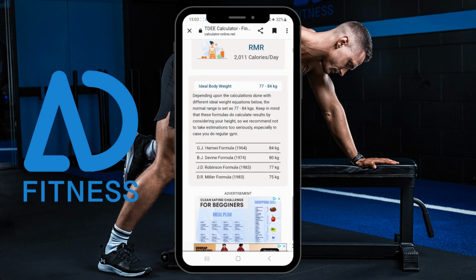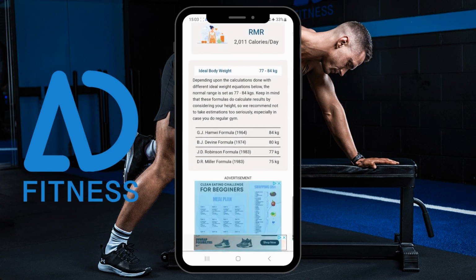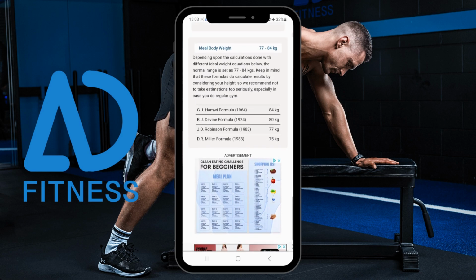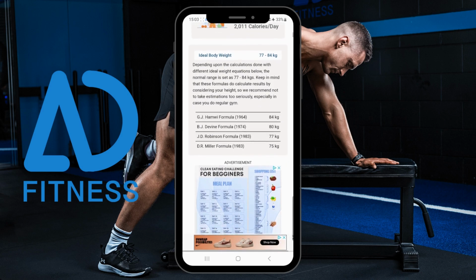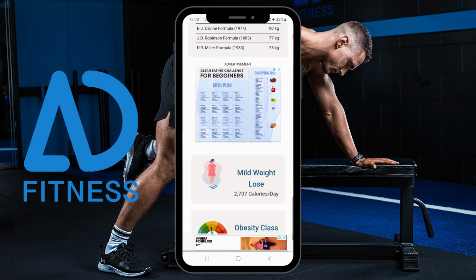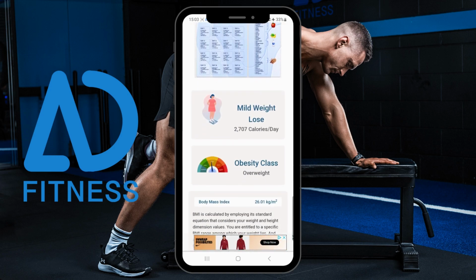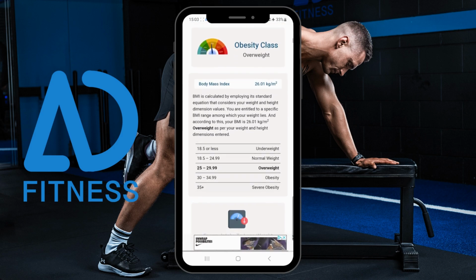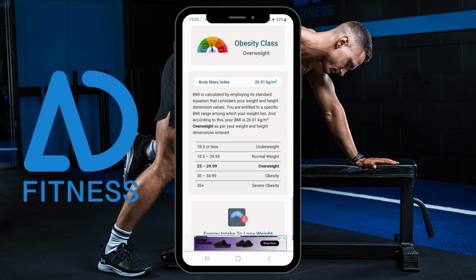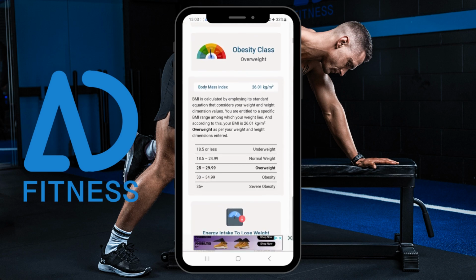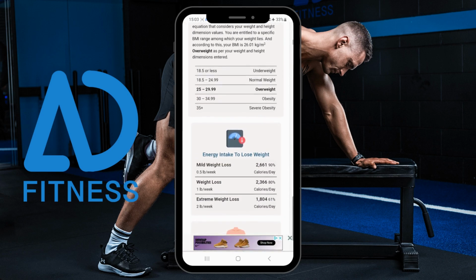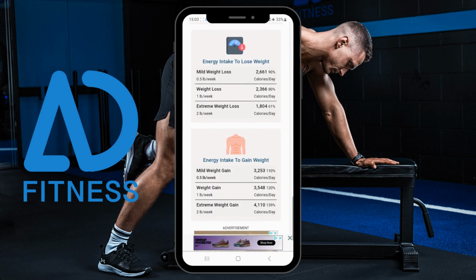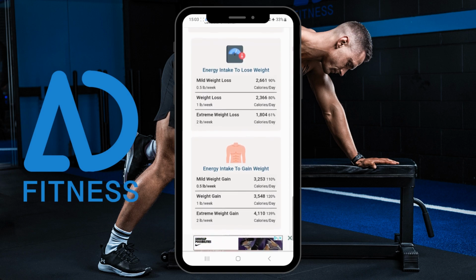Ideal body weight, don't worry about it, it's not specific to you. This is going to tell me that I'm overweight, which it does, 77 to 84. I'm somewhere between 90 and 93 kilos, which means I am overweight according to this. Body mass index is the same, it says that I am overweight. Don't worry about BMI, it's not specific to you either. We're looking for meaningful data, and that is not meaningful.